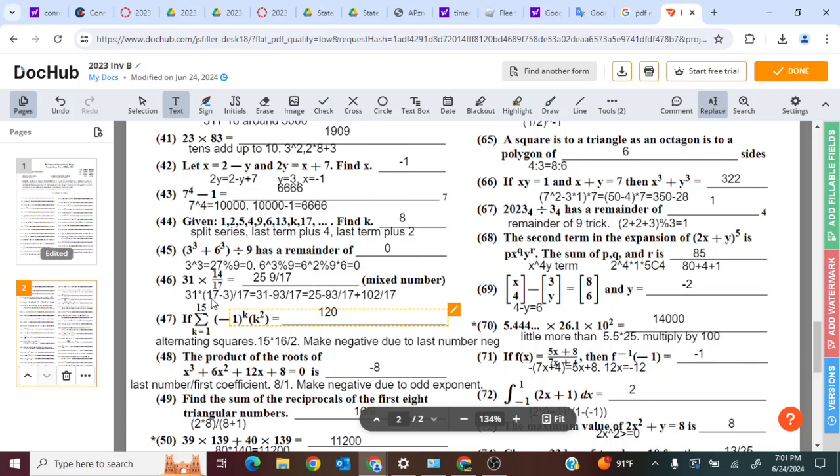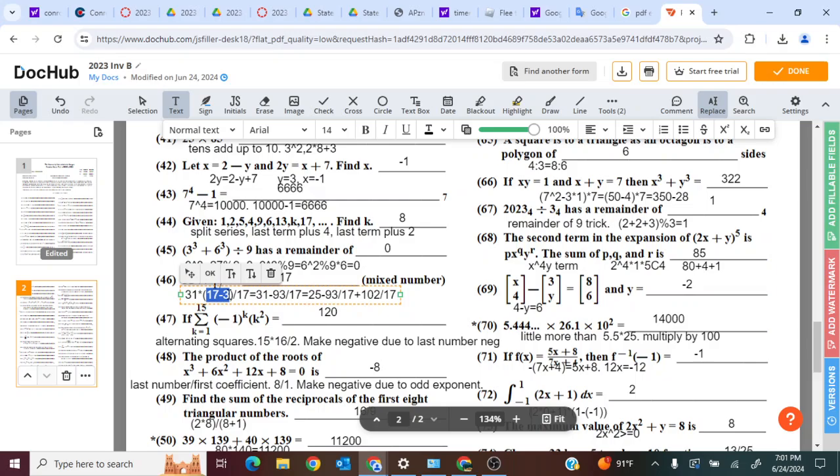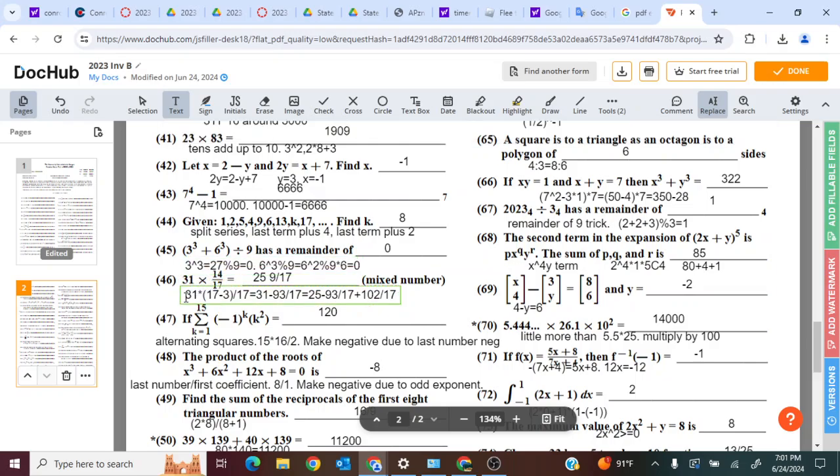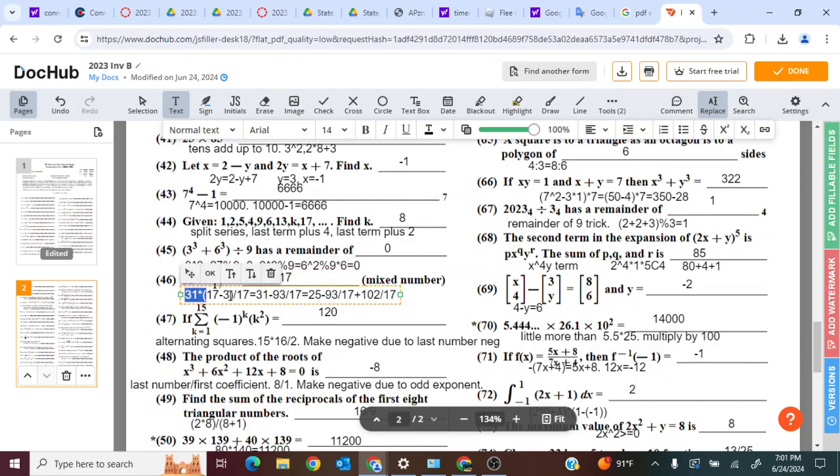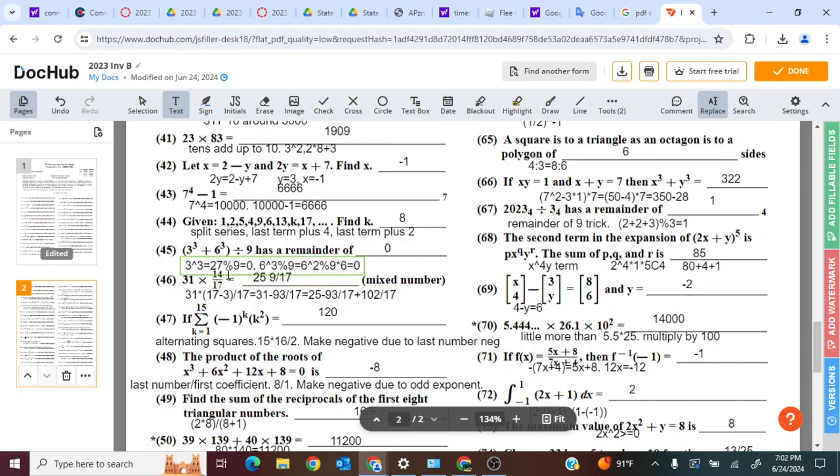31 times 14 over 17. Well, 14 over 17 can be rewritten as 17 minus 3 over 17. So you have 31 times 31 minus 93 over 17 if you distribute that. And then you had to add on 6 of your whole numbers, multiply by 17 to turn into a fraction. 25 plus this is equal to 31, in case you can't see that. And then now that you have that, you can subtract that from this. You get 9 over 17 as your fraction and 25 as your new whole number.